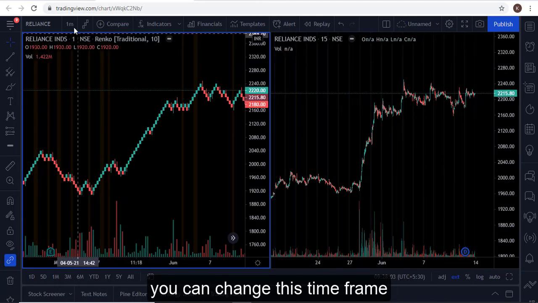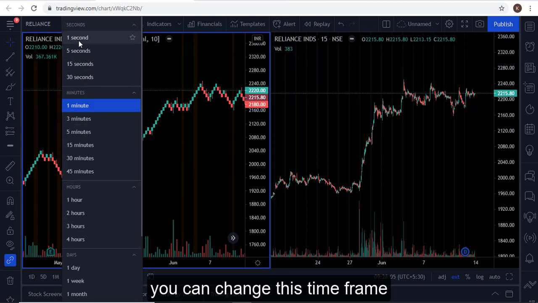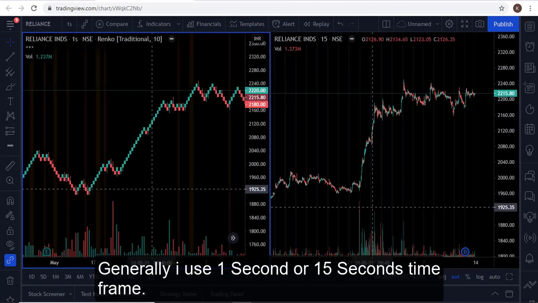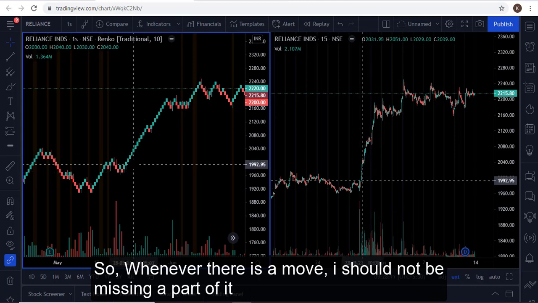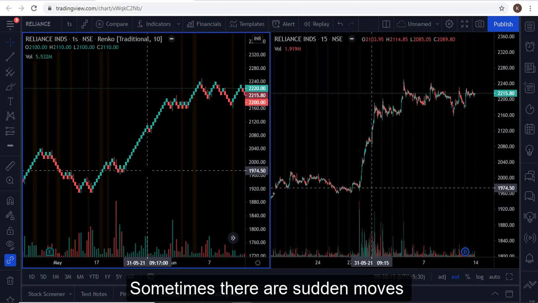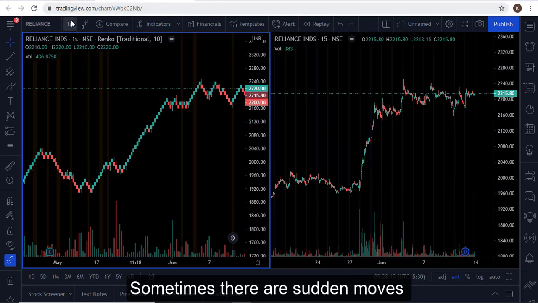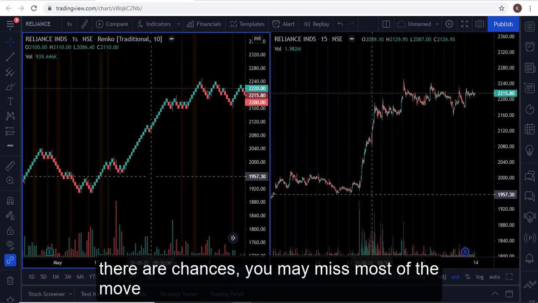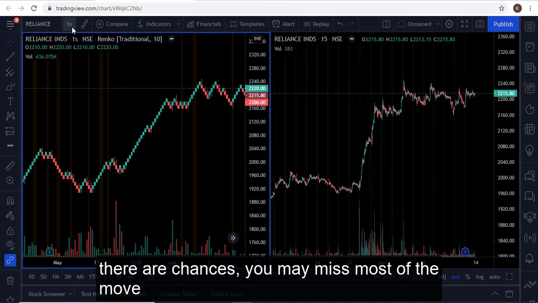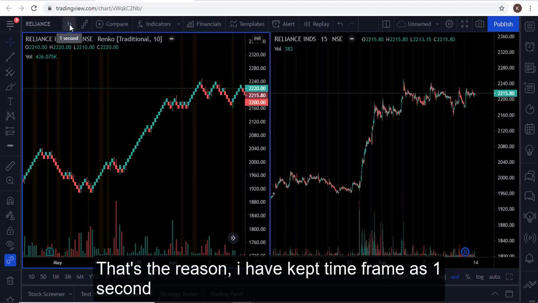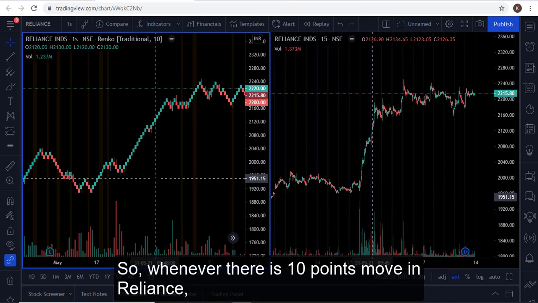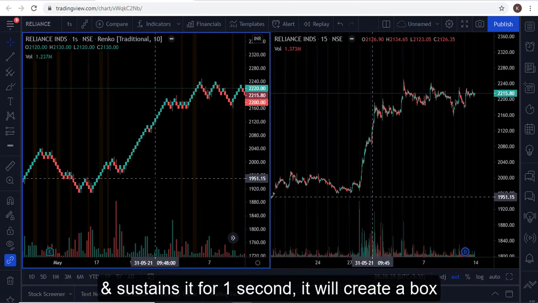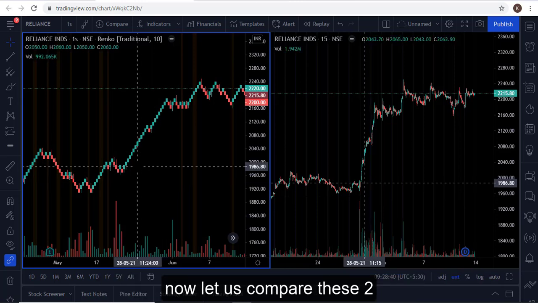Now this time frame you can change. Generally I use 1 second or 15 seconds. Whenever there is a move, I should not be losing it, because sometimes there are sudden moves. If you select a time frame of 1 minute or 5 minutes, there are chances that you will lose some of the move. So I have kept this box time frame as 1 second. Whenever there is a 10-point move in Reliance and it sustains there for 1 second, it will create a box. So it is as simple.